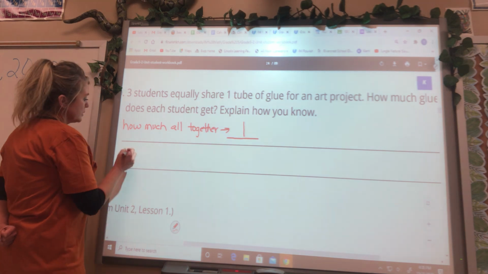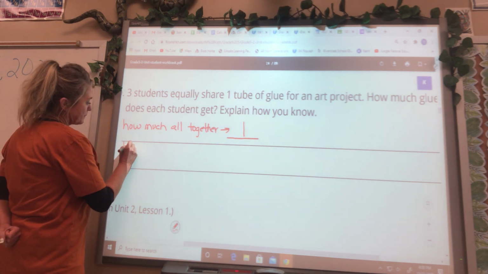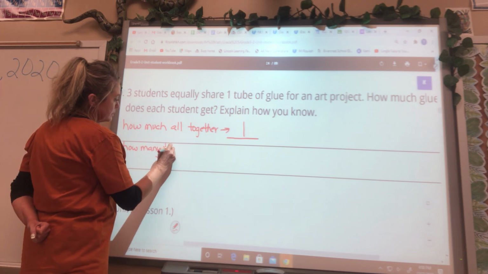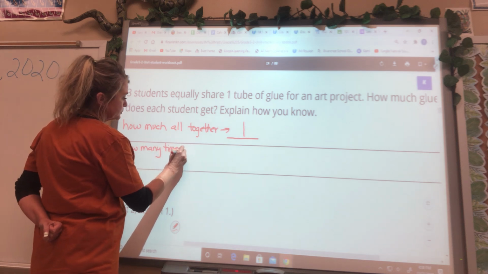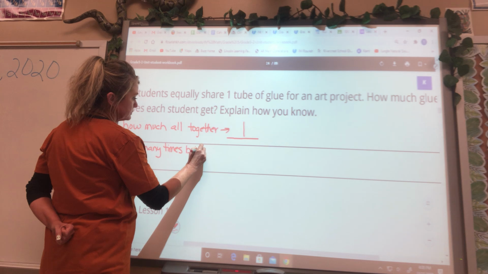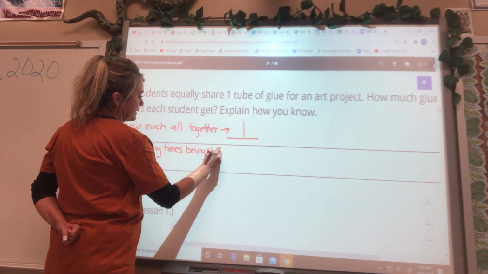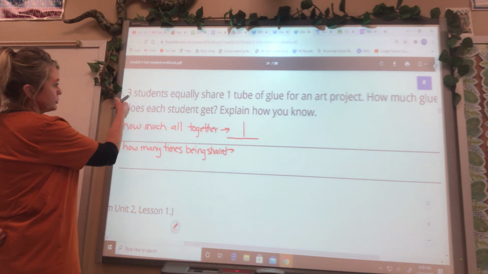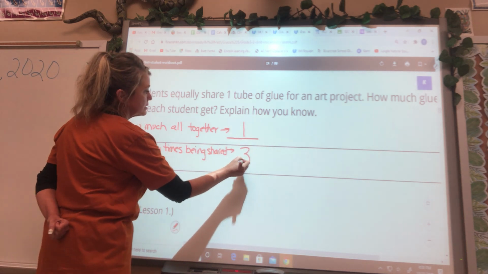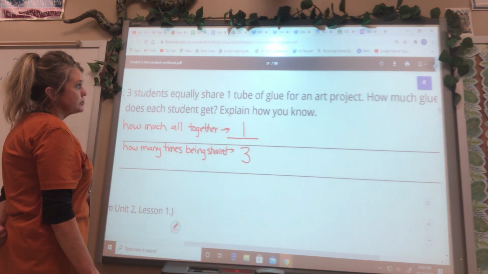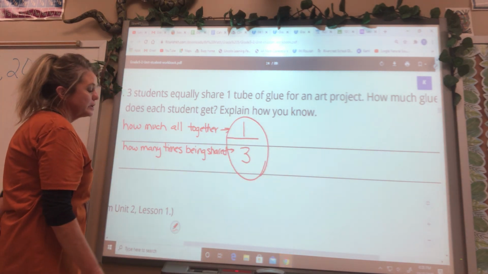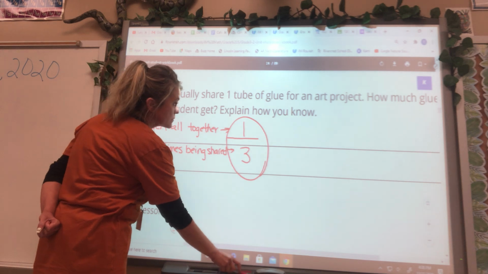Your bottom number will always be how many times is it being shared? And it tells us that it's being shared by 3 students. So each student would get 1/3 of the tube of glue.